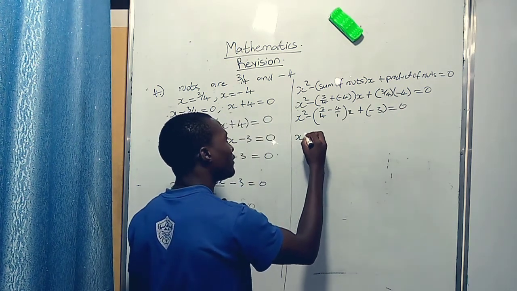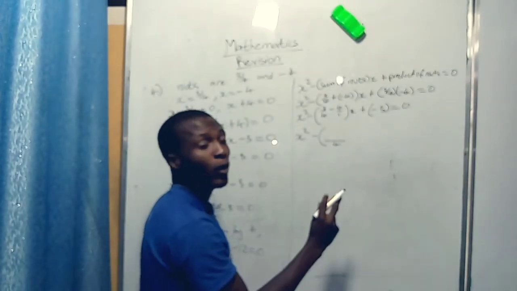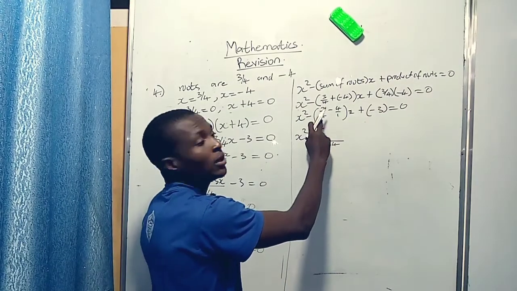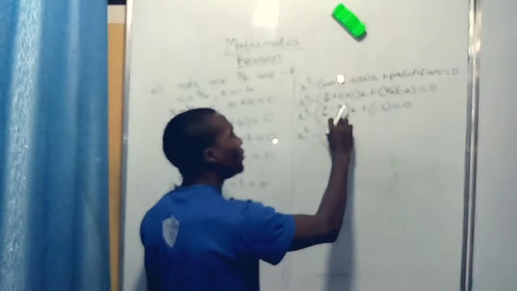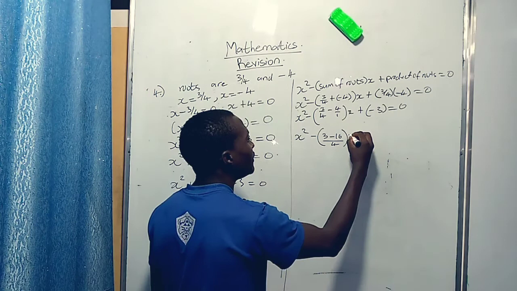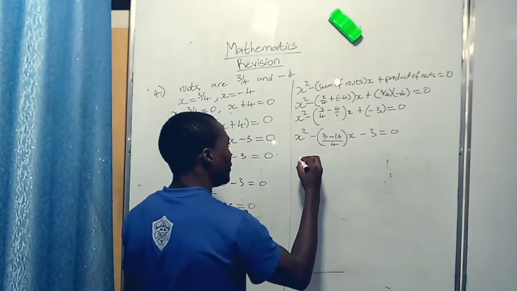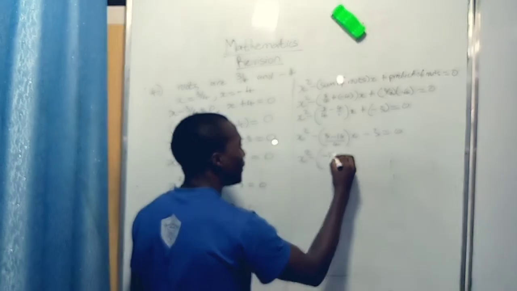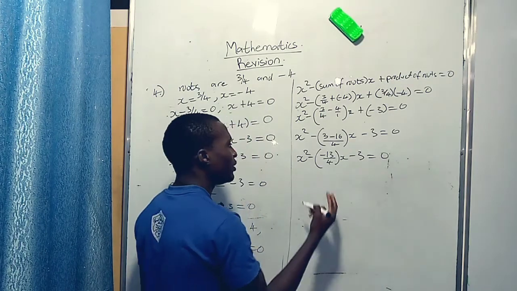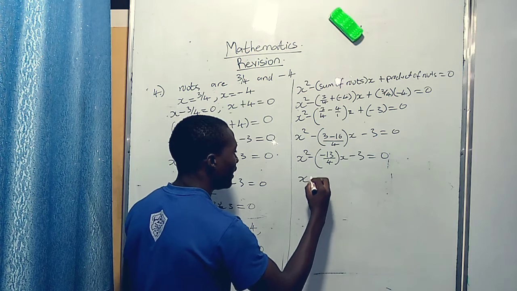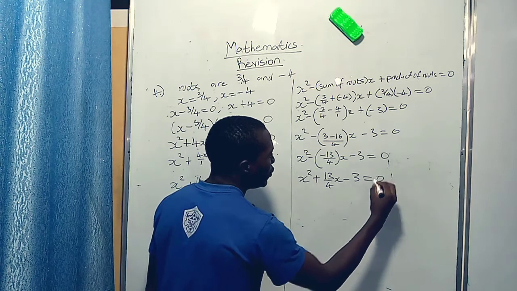So I'm going to have x squared minus the LCM here between 4 and 1 is 4. So 4 divided by 4 gives me 1. 1 times 3 gives me 3. Minus 4 divided by 1 is 4. And 4 times 4 is 16x. Plus times minus gives me minus 3 equal to 0. So I'm going to have x squared minus 13/4x minus 3 equal to 0. So if I open this bracket, I'm going to have x squared plus 13/4x minus 3 equal to 0.